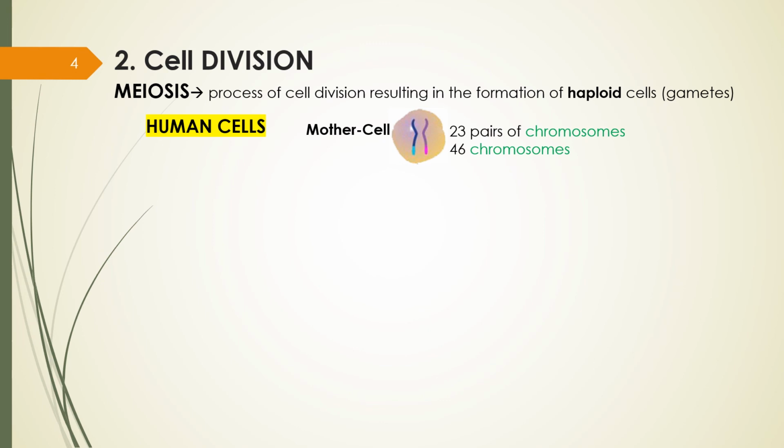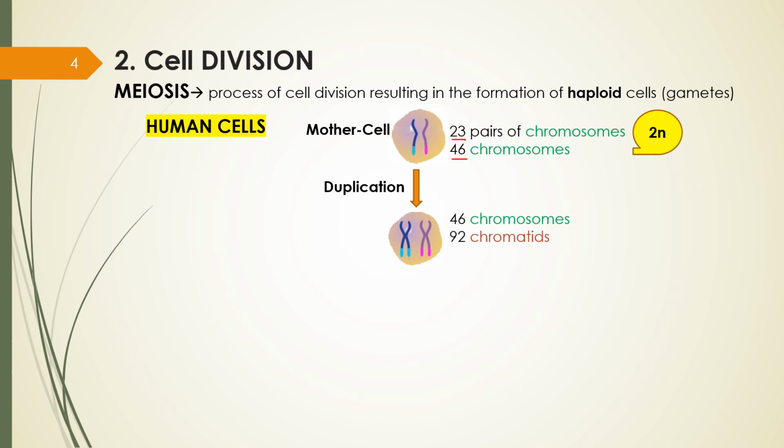So one mother cell has 23 pairs or 46 chromosomes. What needs to happen first? So here it's 2n. What's going to happen? Duplication. Duplication of each chromosome. So now I call them chromatids. I still have 46 chromosomes, but duplicated. So I have 92 copies, or each copy I call chromatids. And now I have a cell that's 4n. Why? It duplicated the number of chromosomes.